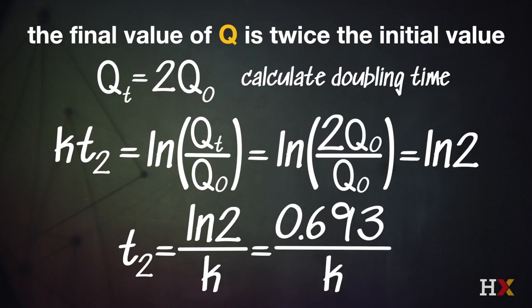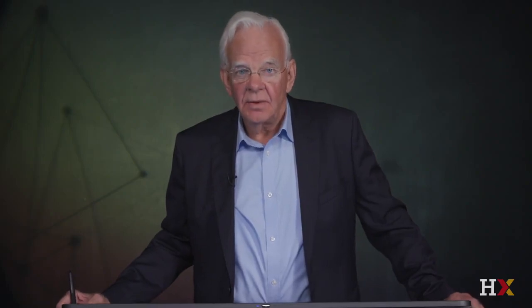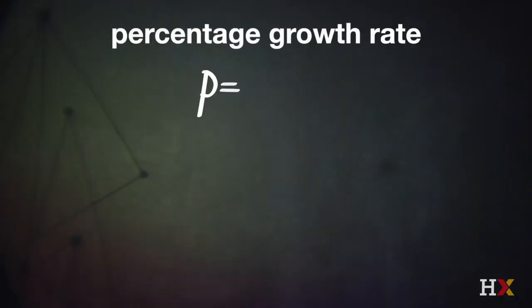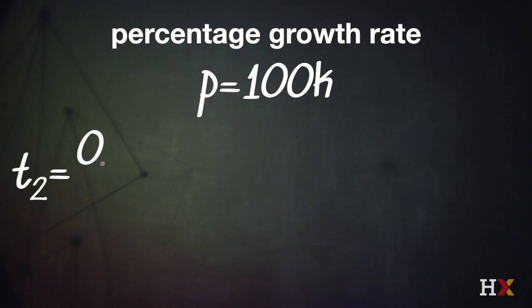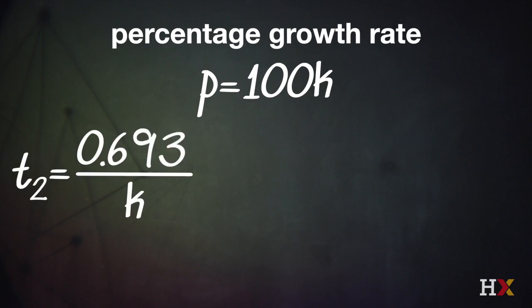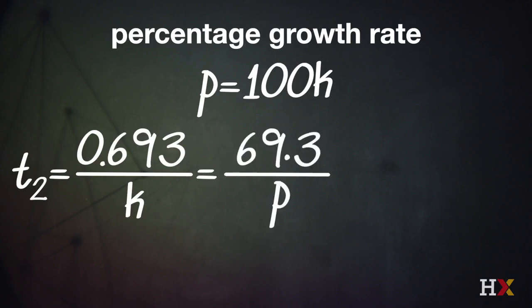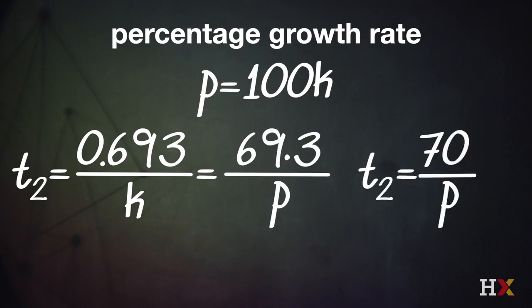Now what we want to do is take this expression and convert it into a way of calculating the doubling time for a certain percentage change per year. So we recognize that the percentage growth rate is 100 times the value of k, because k was delta Q over Q, as we will recall. So then we can recast this expression for the doubling time as 0.693 divided by k, multiply the denominator and numerator by 100, and we come out with 69.3 divided by the percentage change. We simply divide 70 by the percentage increase per year, and we can immediately calculate the doubling time.